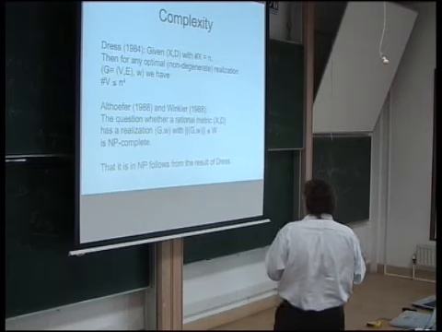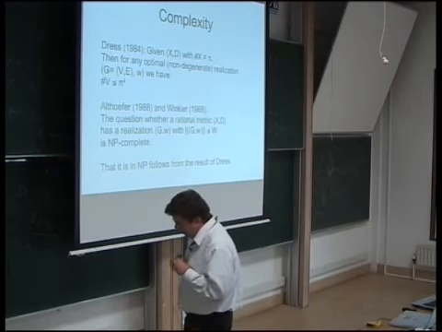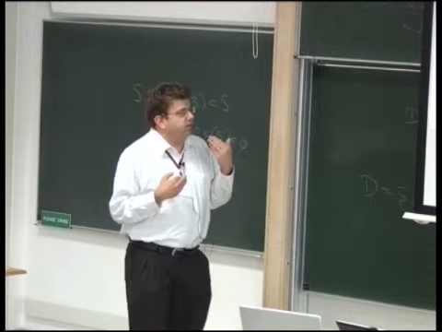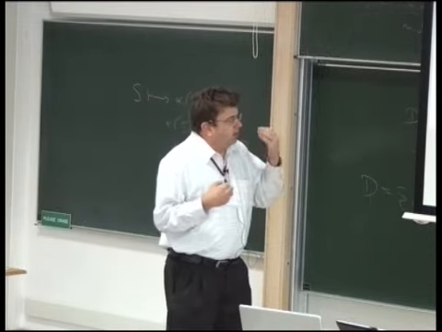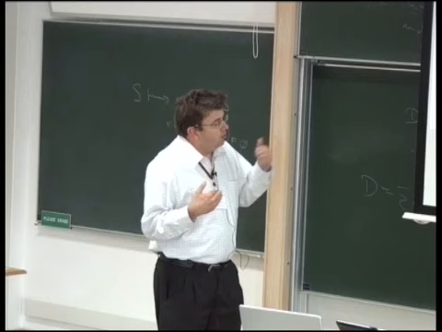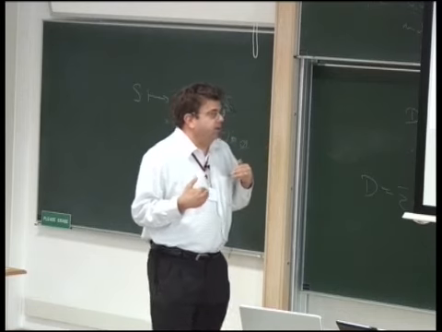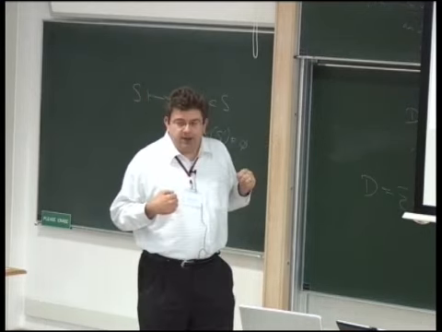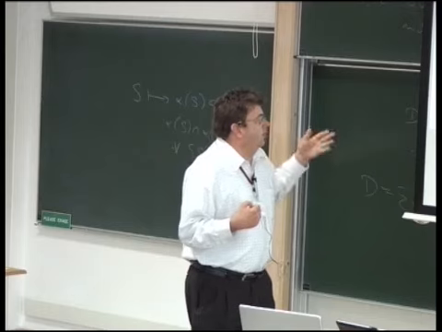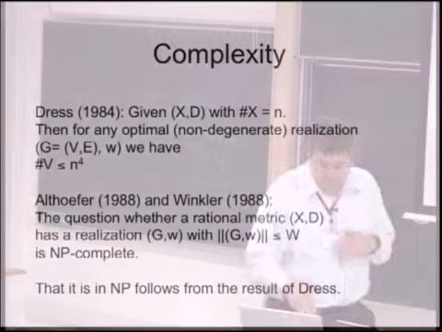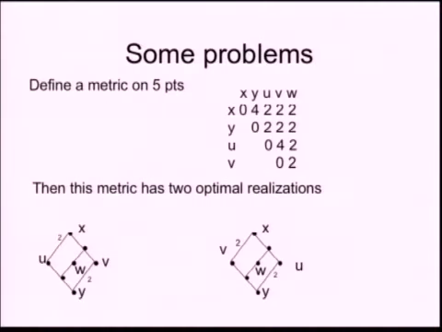Then Althöfer and Winkler, independently in 1988, showed that finding the optimal realization of a rational metric is NP-complete. That it is in NP follows from the result by Dress, and the NP-completeness was shown by Althöfer and Winkler. But there are some more problems.